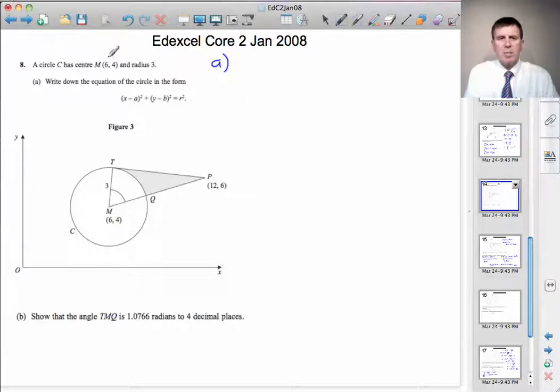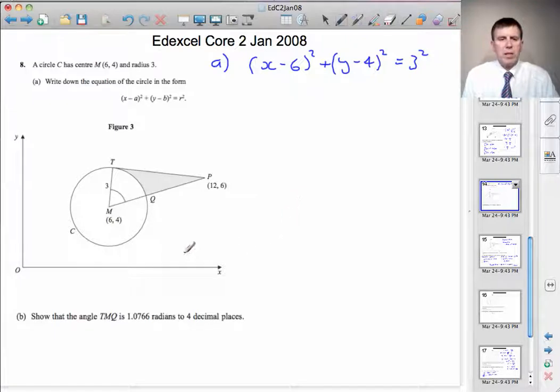So if we want the centre to be (6, 4) and the radius 3, the equation will become (x − 6)² + (y − 4)² = 3².